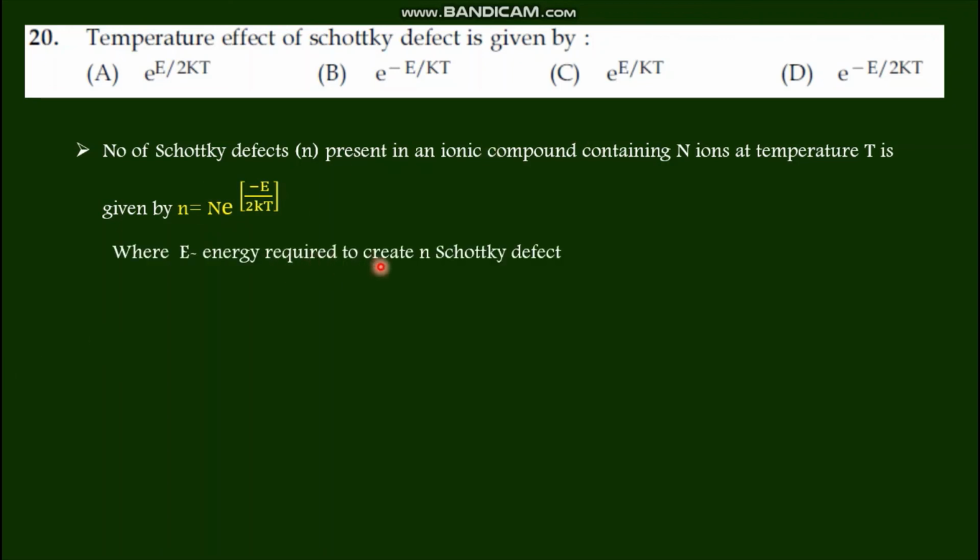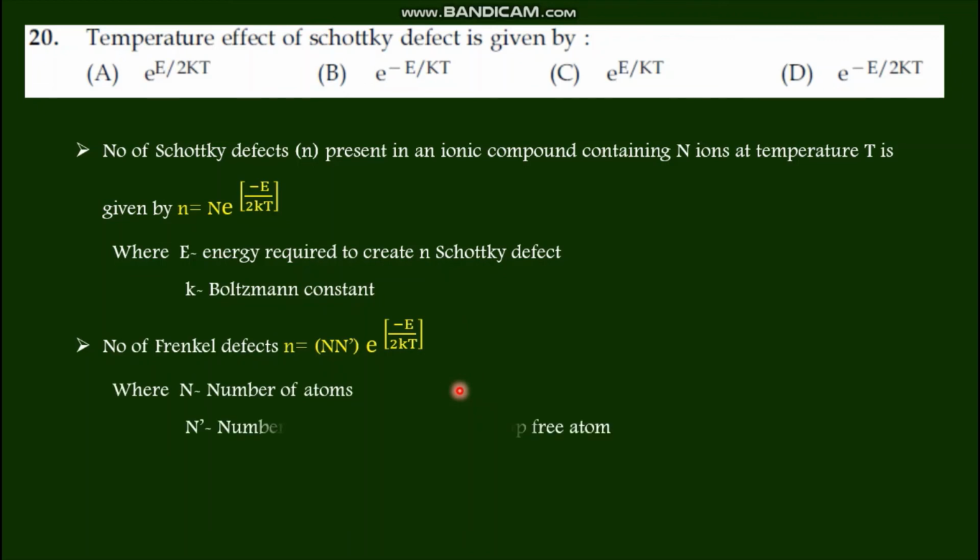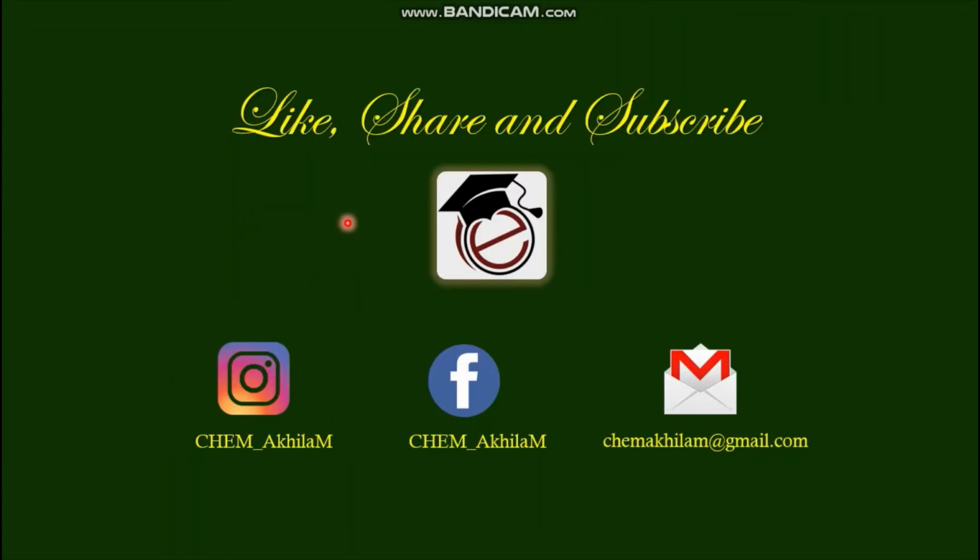And E is the energy required to create a Schottky defect. k is the Boltzmann constant, T is the temperature, and the number of Frenkel defects can be root of N N dash into e raised to minus E by 2kT, where N is the number of atoms, N dash is the number of interstitial positions that can take up a free atom. So the temperature effect of Schottky defect is proportional to e raised to minus E by 2kT. Also for Frenkel defect, e raised to minus E by 2kT. So option D is the correct answer.